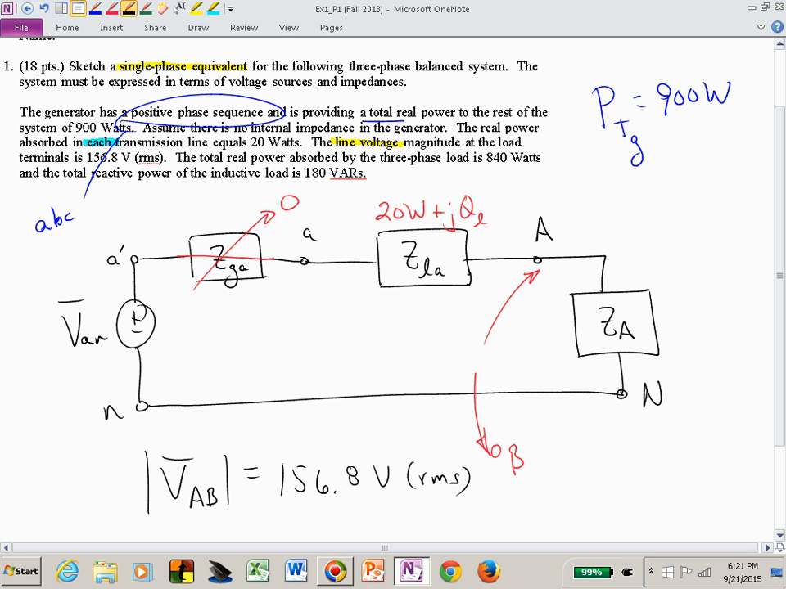And one of the questions that you asked was, when do we use this square root of 3 and 30 degrees? Well, this is a place where you might use that to convert between line voltage and phase voltage if you wanted to. There's many ways to solve this problem.